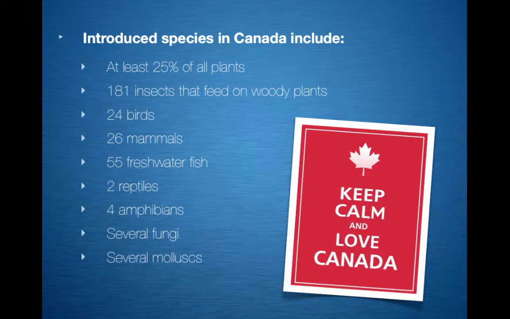There are some introduced species in Canada, and about 25% of all of our plants are introduced species, 181 insects that feed on woody plants, about 24 birds, 26 mammals, 55 freshwater fish, 2 reptiles. You won't need to know all of these specific statistics, but it's just interesting to know that a lot of the species we have within Canada aren't actually native to our country.